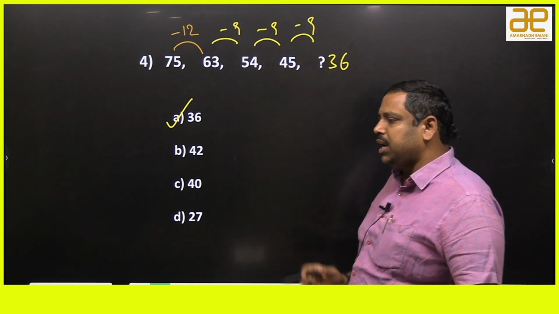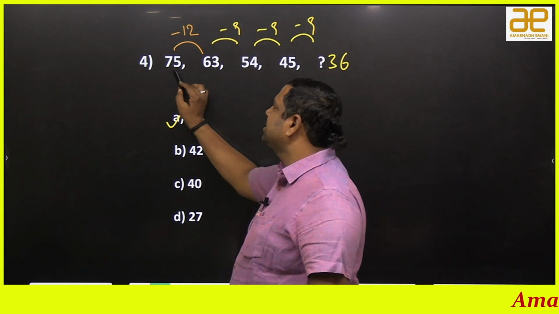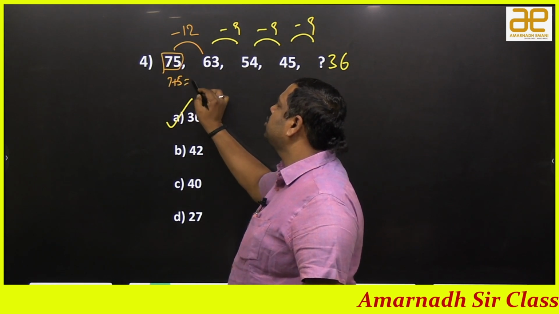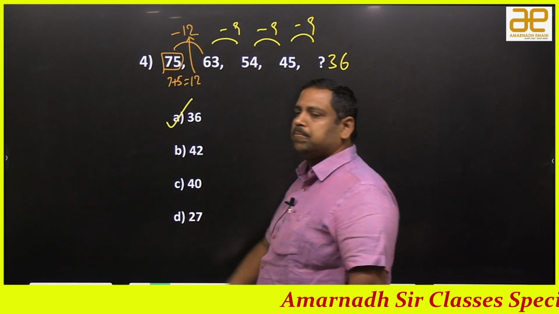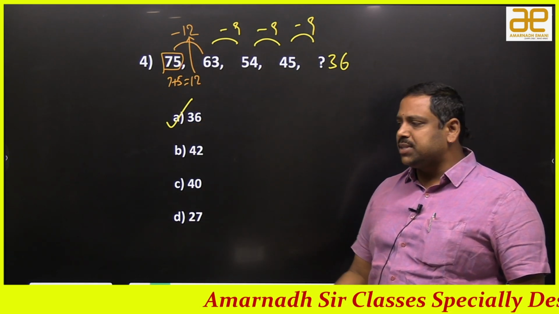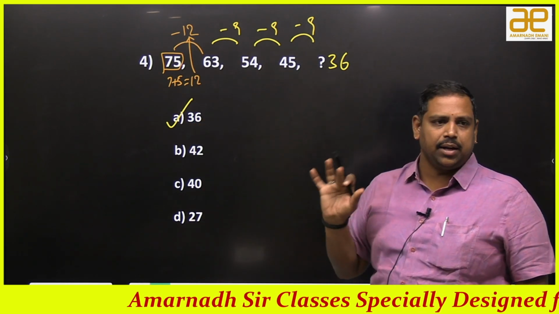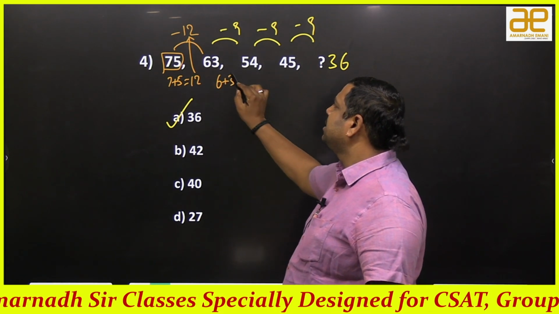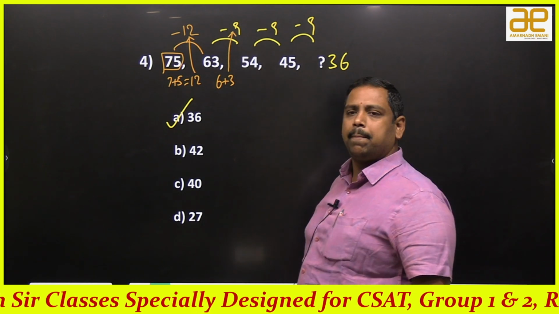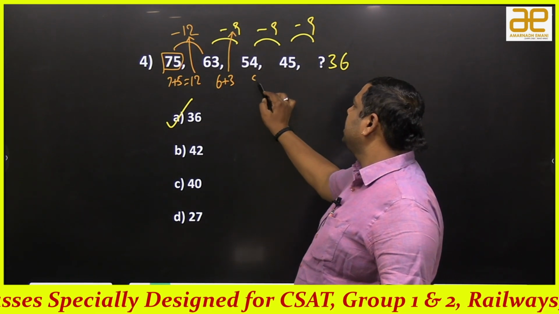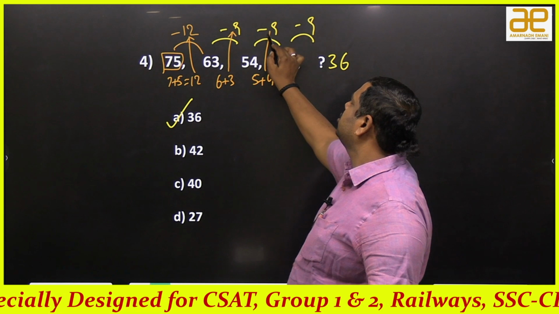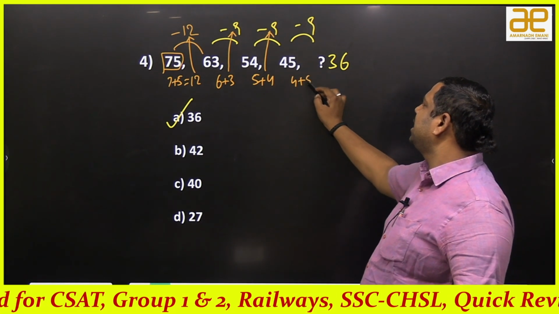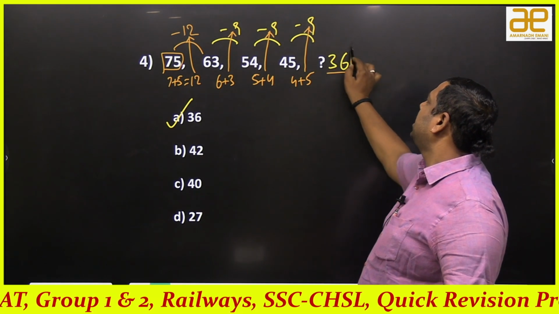Very simple. Observe. 75, 63 means in 75, the digits are 7 plus 5. The sum is how much? 12. That 12 I am subtracting. So what I am subtracting is the sum of digits. Now in 63, it is 6 plus 3, right? 6 plus 3 means 9. That 9 I am subtracting. In 54, it is 5 plus 4, right? 5 plus 4 means how much? 9. That 9 I am subtracting. In 45, 4 plus 5 is 9. That 9 we have to subtract. That is the answer, 36.